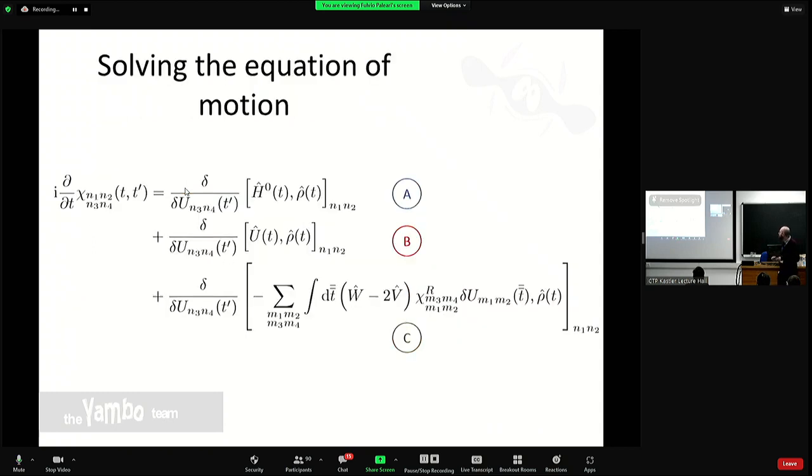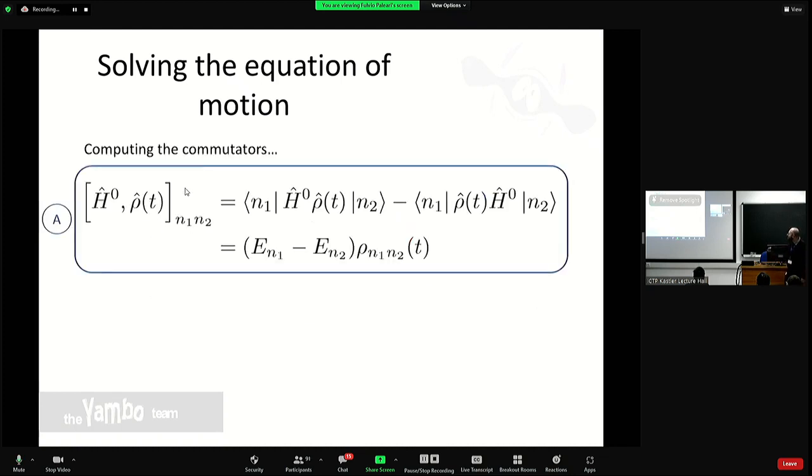So to bring everything together, now for our equation of motion of the response function, we get basically the commutator with the non-interacting Hamiltonian. Then the commutator with the external field. And then we get this part that we just computed, which contains this W minus 2V, which is the electron-hole kernel. Now in practice, what does this mean?